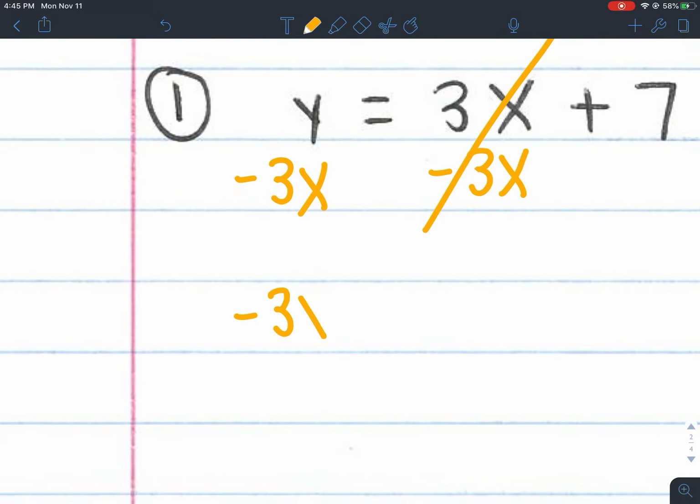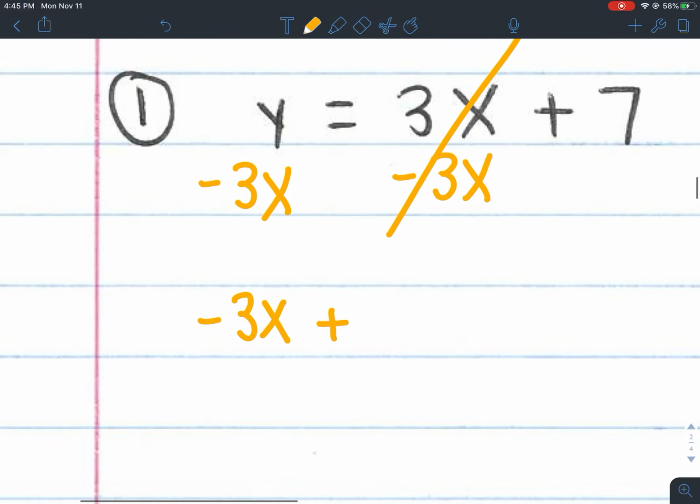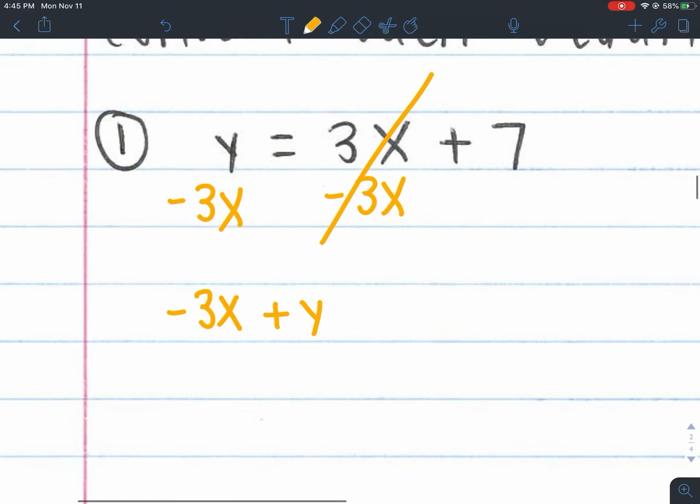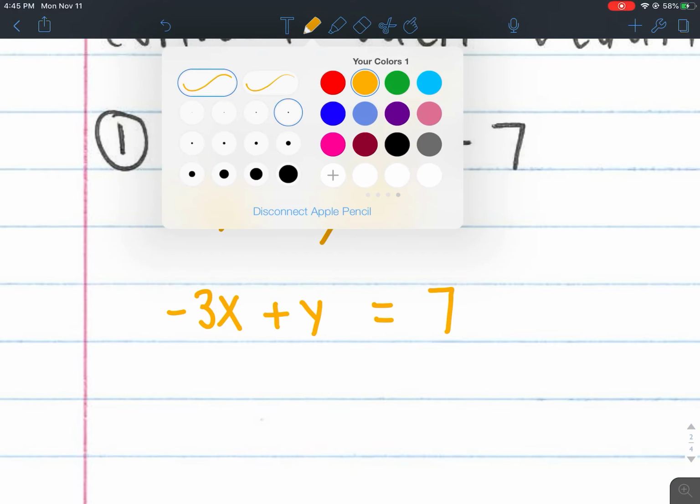So it's going to be negative 3x. And then this y here, because it doesn't say that it's negative, we're assuming that it's positive, right? So if there was a negative here, then we would put a negative here. But we know that it's positive. And we're going to be doing that in a lot of the problems. And this equals 7. So all I've done right now is subtract 3x on both sides to get x and y together. And then I make sure that I put the x first.